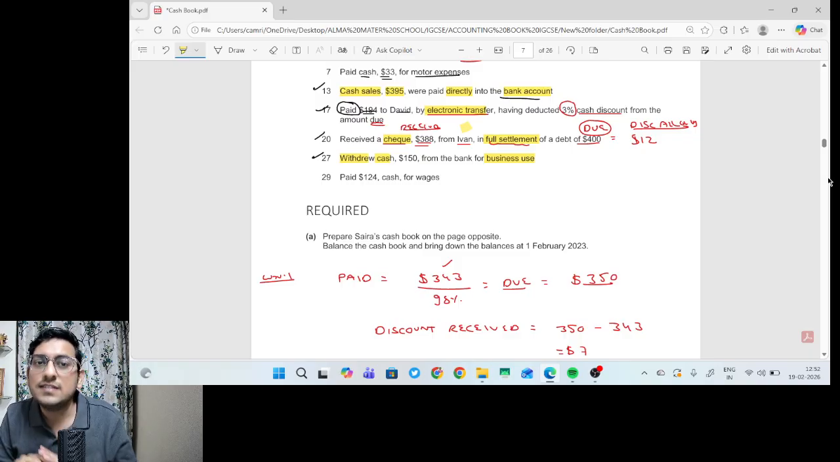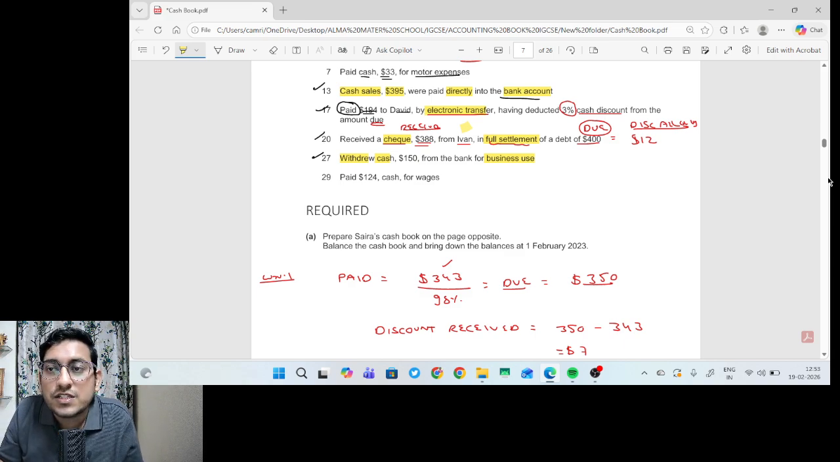So contra entry means when we withdraw money from the bank and put it into the cash box, or we deposit cash to the bank account. So it is only transferring of money, right? It is not either a receipt or a payment. It is just transferring from cash to bank and bank to cash. So this type of transaction is called a contra entry. So we withdraw cash, that means cash balance will be increased and bank balance will be reduced. So in my cash book, my cash will be debited with 150 and my bank simultaneously will be credited with 150.